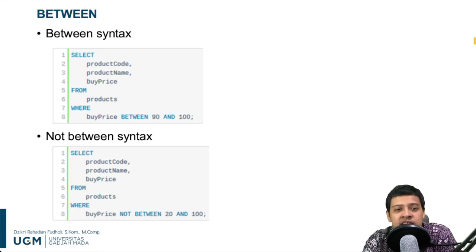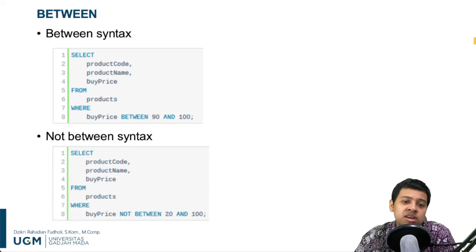And on the other side of the coin, there exists NOT BETWEEN. If we see here NOT BETWEEN 20 and 100, it may be all of the buy prices that have a value from 1 until 20, or maybe 19, and more than 100, so 101, 102, and so on. Those numbers are the ones returned as the query result.